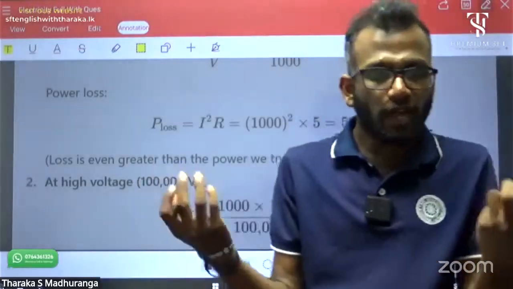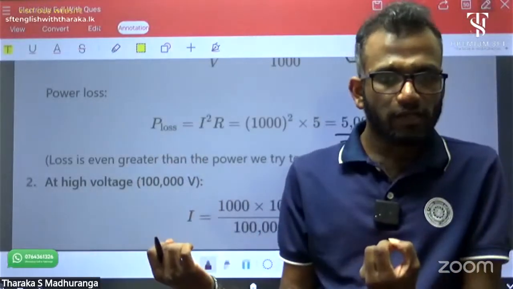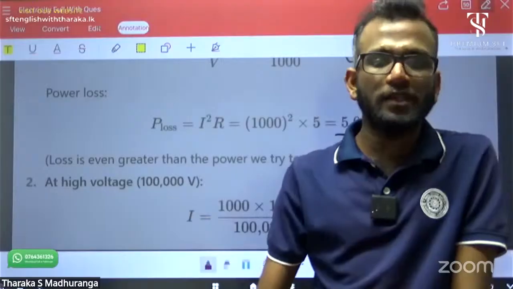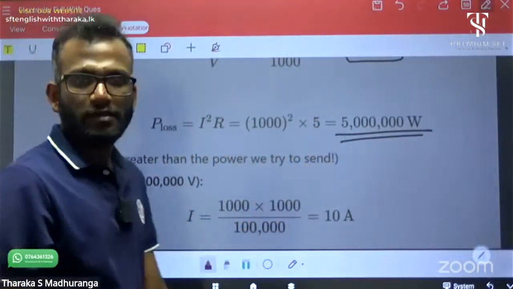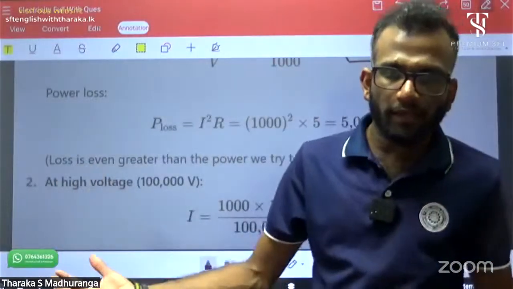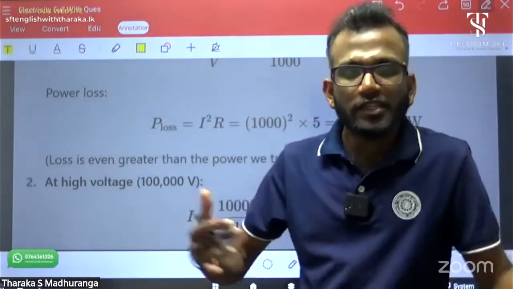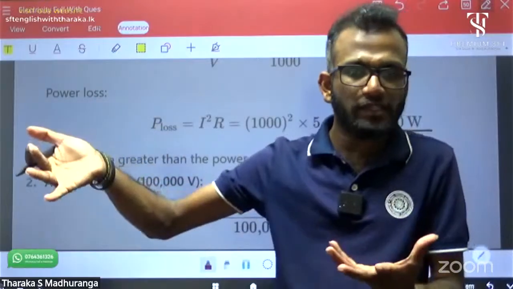Actually, if we transfer at 1000 volt, no power remains. Maybe the loss is even greater than the power we try to send. That means no energy is transferred to your village.